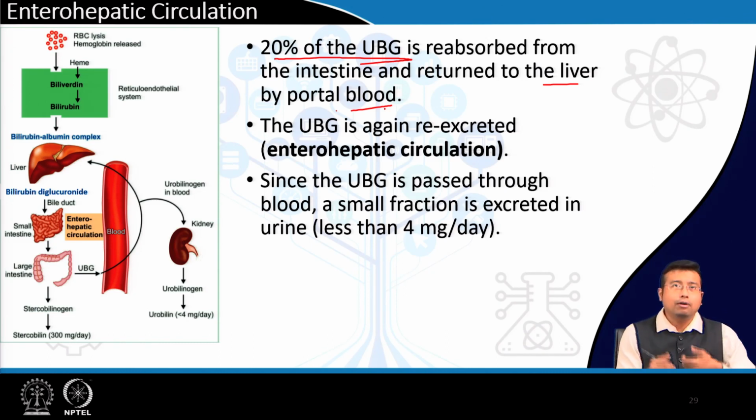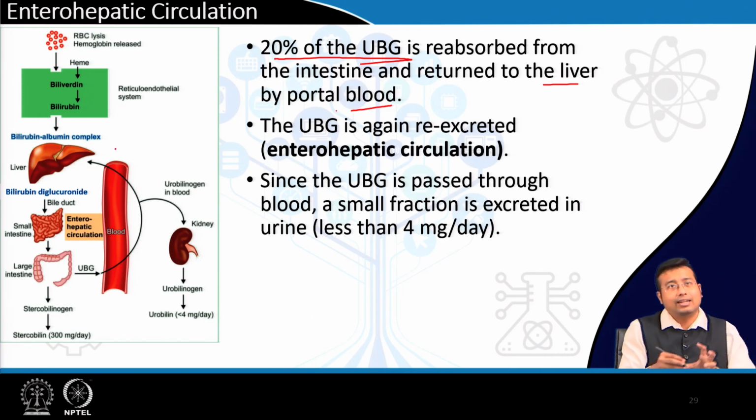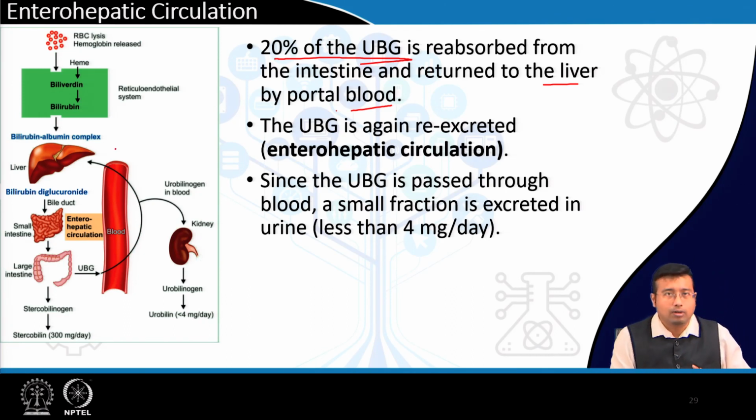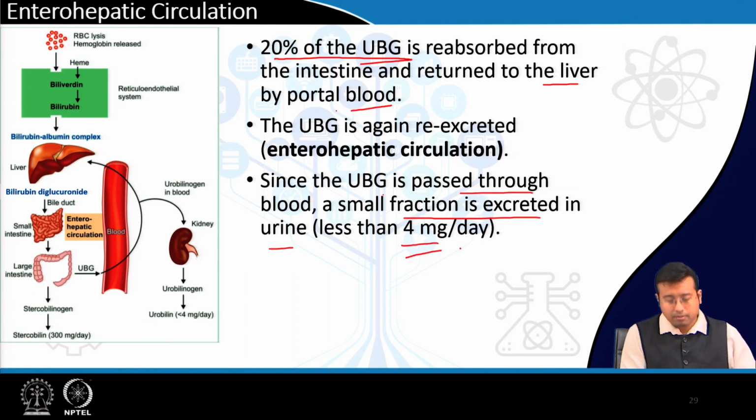some form or 1/5 of this urobilinogen is reabsorbed and again resecreted. So, this is the part where it is reabsorbed and it is going to be resecreted. This back arrow, this is actually the enterohepatic circulation, right. And what happens to the other urobilinogen? It is excreted in the urine, it is excreted via the kidney. So, since urobilinogen is passed through blood, a small fraction is excreted in urine, all right.